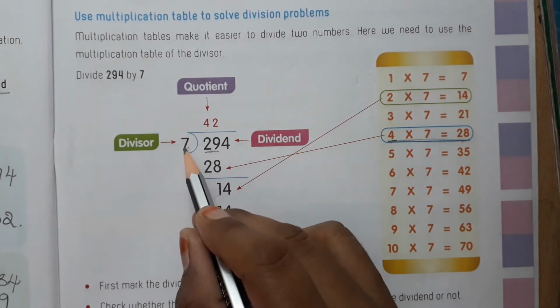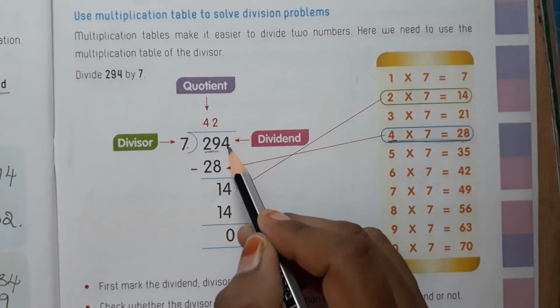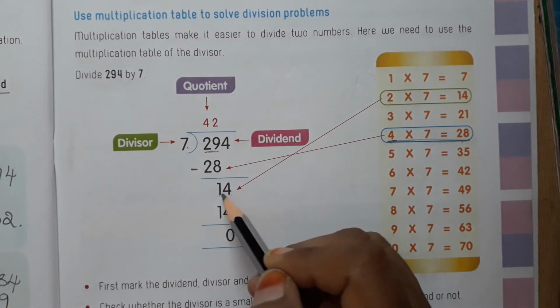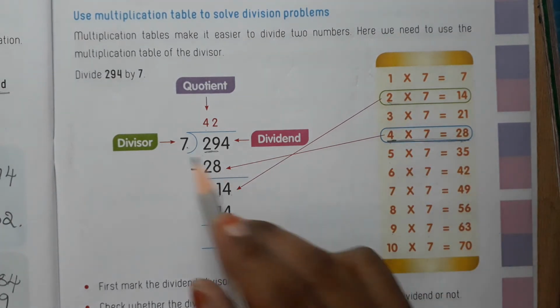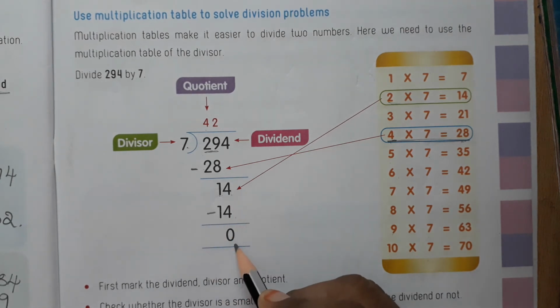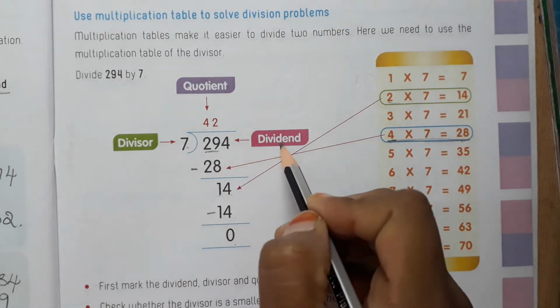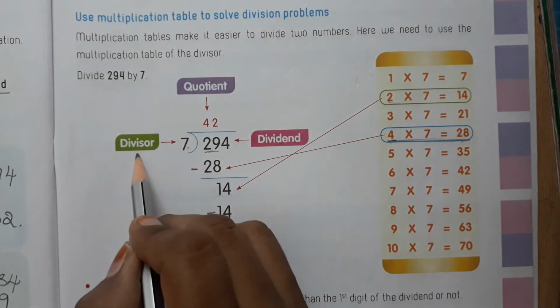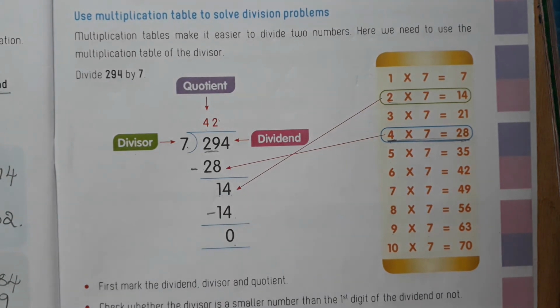Now 1 divided by 7, not possible. That's why they wrote the next place value 4. 14. Now 14 in the 7 table. How many times? 2 times. 7 2s are 14. Now 14 minus 14, 0. So here 294 is the dividend. 7 is the divisor. 42 is the quotient.